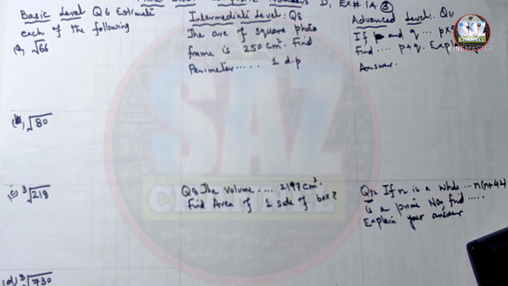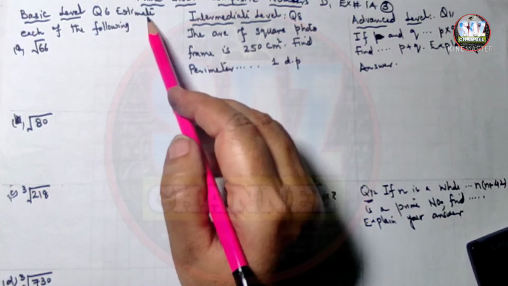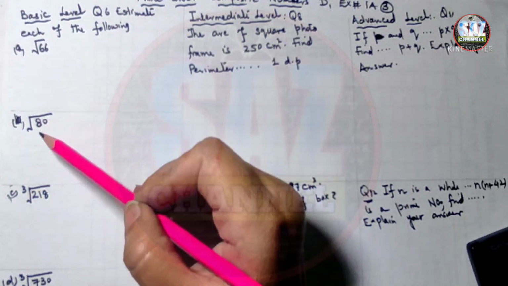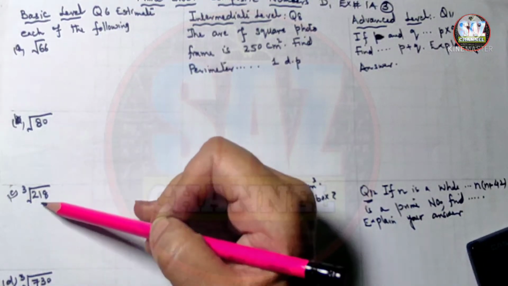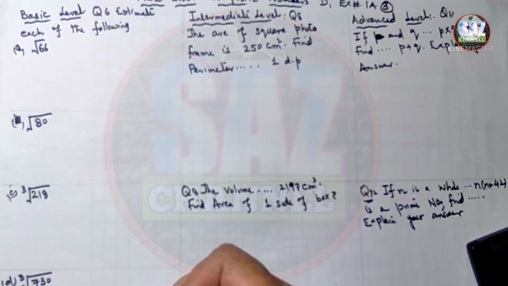This is my third class of D1 chapter number 1, exercise 1A, about the prime and composite numbers. In this class, students will be learning and discussing basic level question number 6, which says: estimate the value of each of the following. The first part is square root of 66, second is square root of 81, third is cube root of 218, and then cube root of 730.